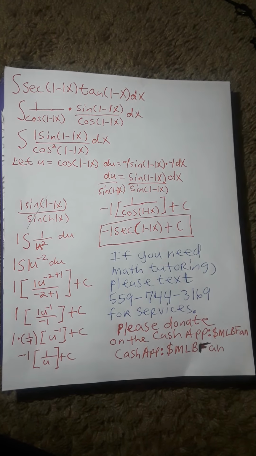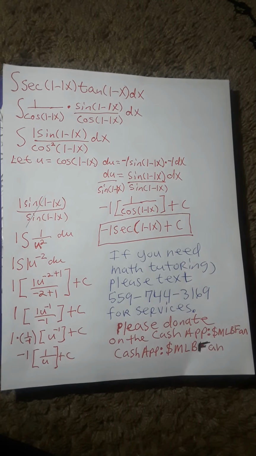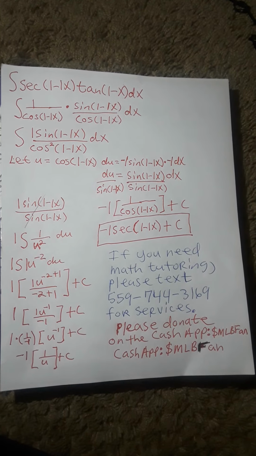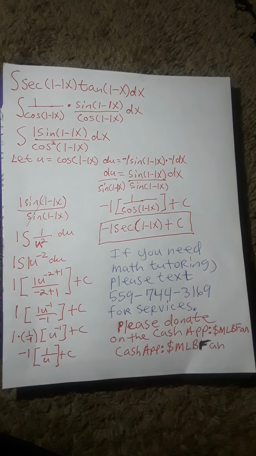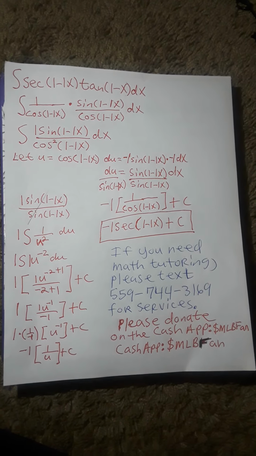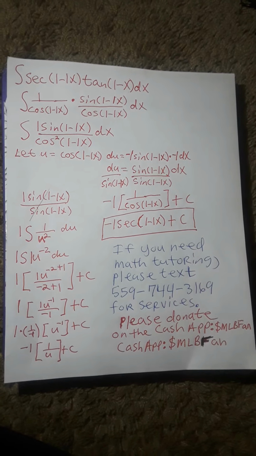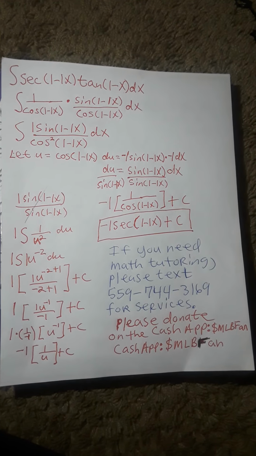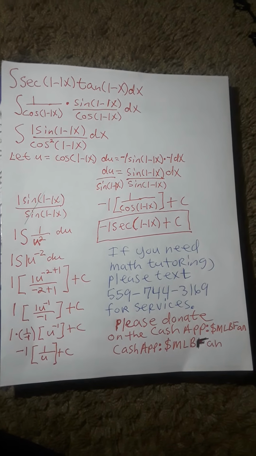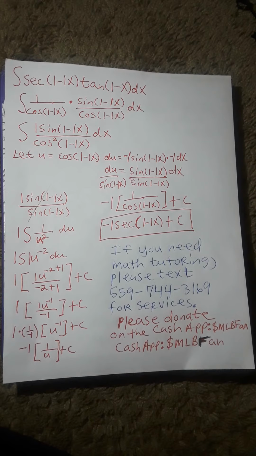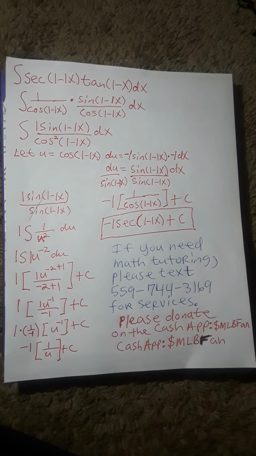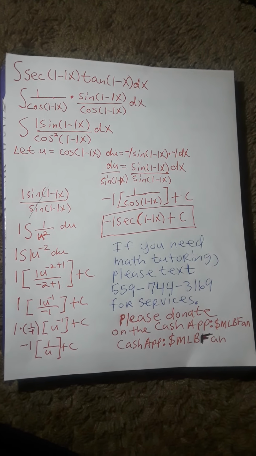So now we want to integrate by substitution. So we need to let u equal cosine of 1 minus 1x, and the derivative would be minus 1 sine of 1 minus 1x times the derivative of the inside, which is negative 1 dx. So that's going to simplify to du is equal to sine of 1 minus 1x dx.